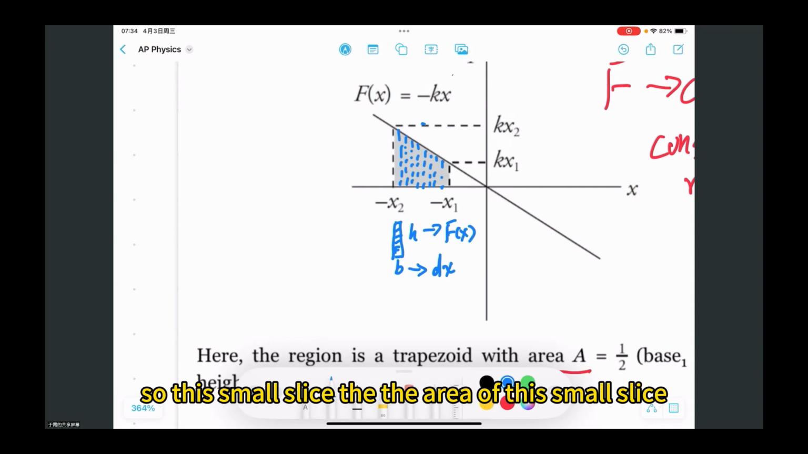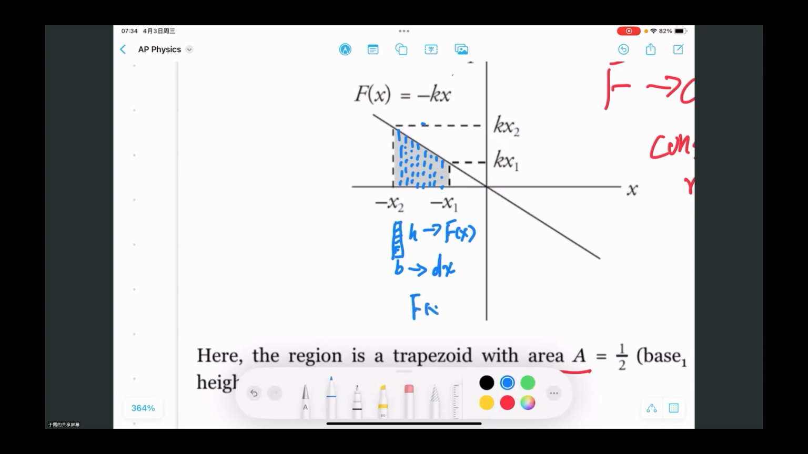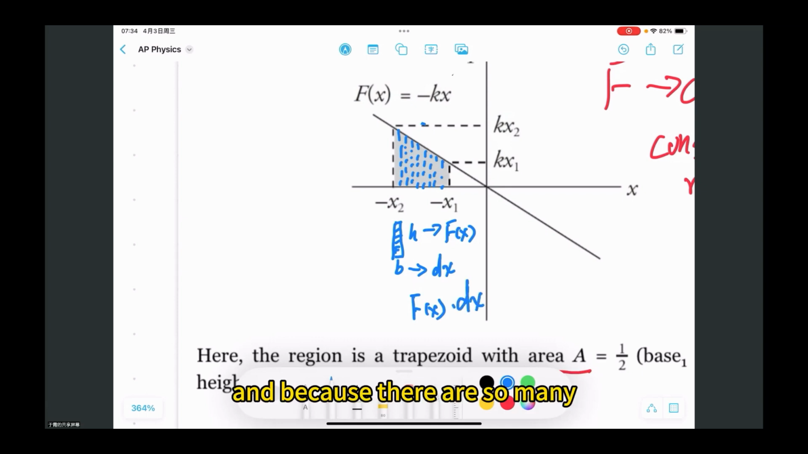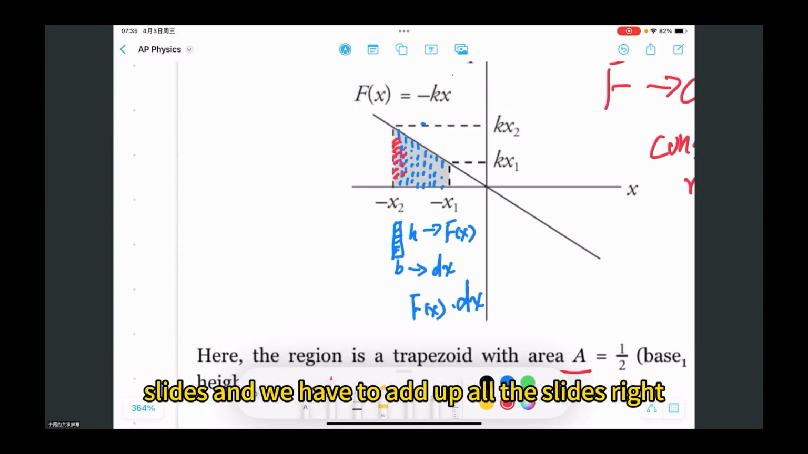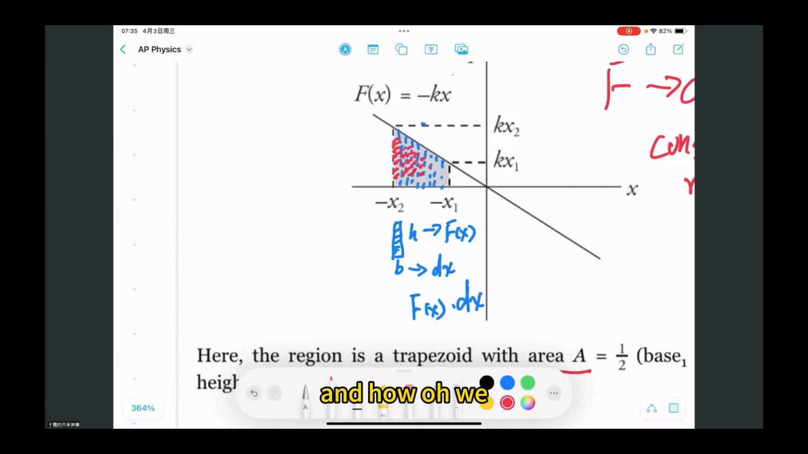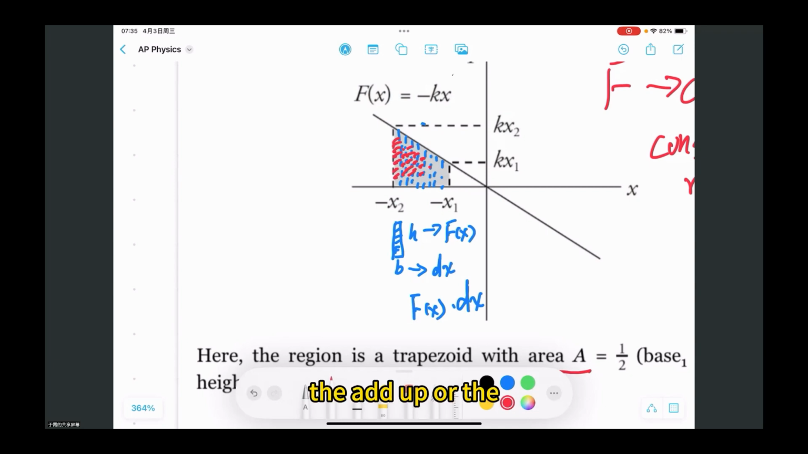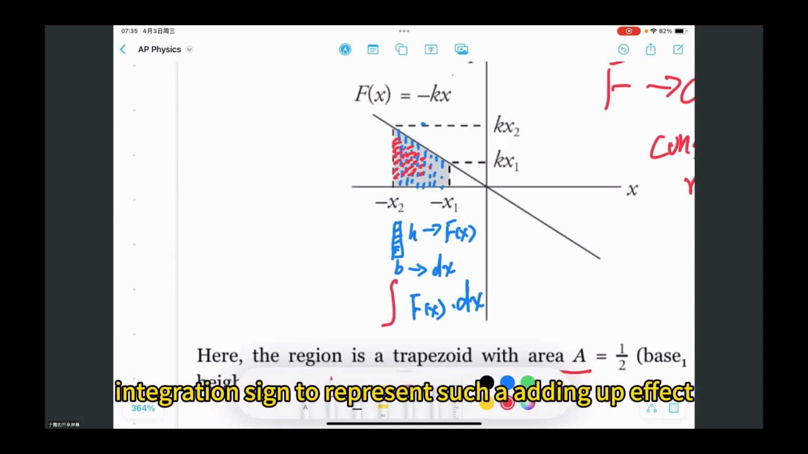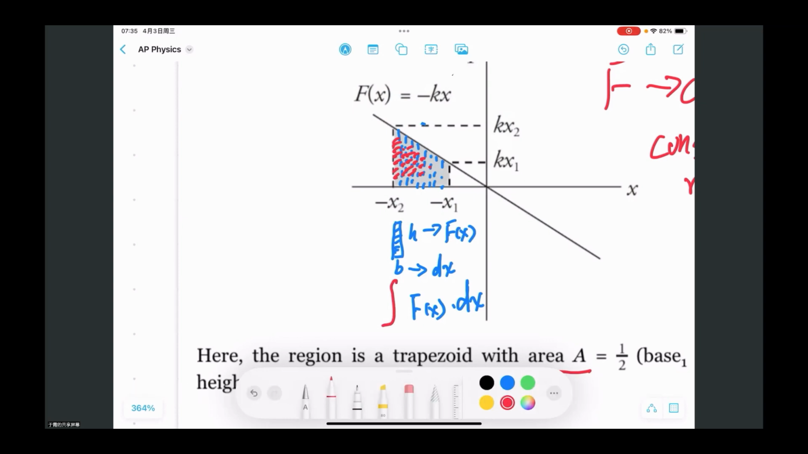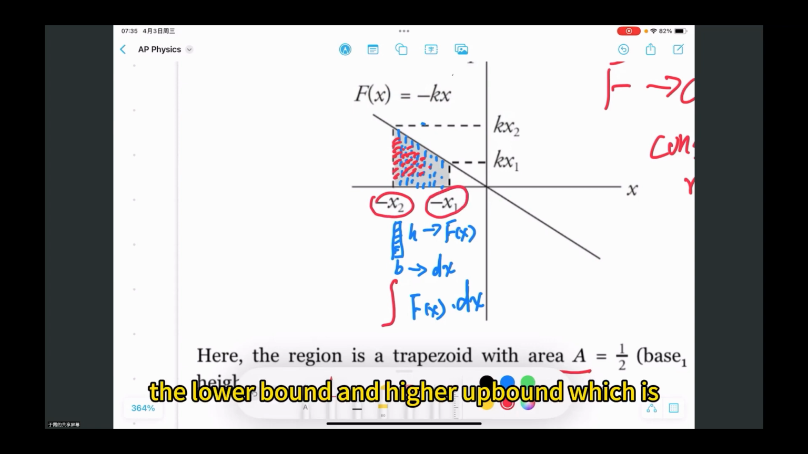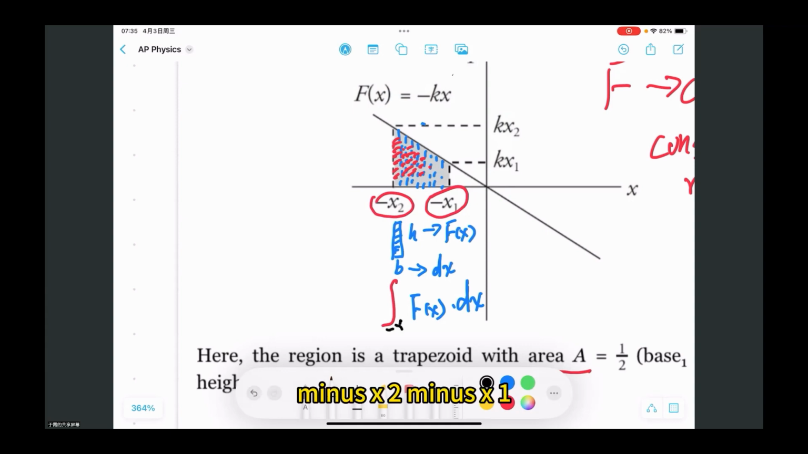So the area of this small slice equals Fx times dx. And because there are so many slices, we have to add up all the slices, right? And which symbol in calculus can we use to show the adding up, or the addition? We can use the integration sign to represent such an adding up effect. And also we know that such adding up is from negative x2 to negative x1. So we give the lower bound and upper bound, which is minus x2, minus x1. Here we go.